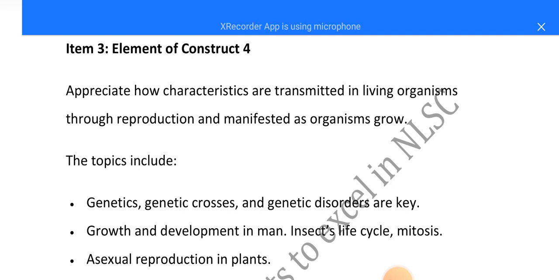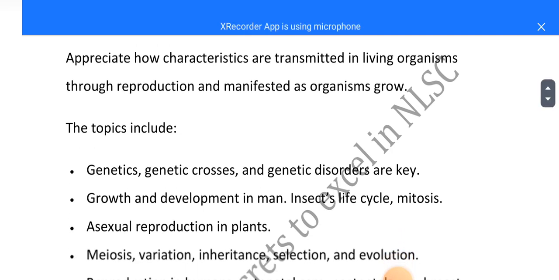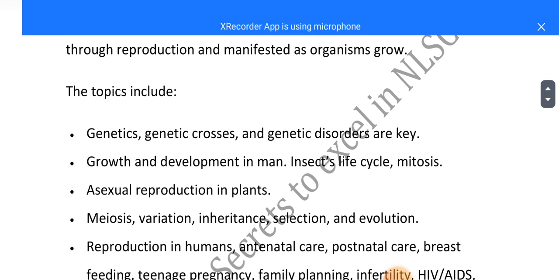They can also bring part C, how to address the challenges. So that was genetics, genetic crossing, genetic disorders. Those are key topics. They can also bring growth and development in man, insects life cycle, mitosis. They can also bring asexual reproduction in plants. They can also bring meiosis, variation, inheritance, selection, and evolution.